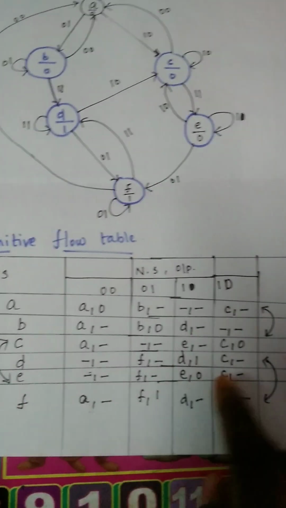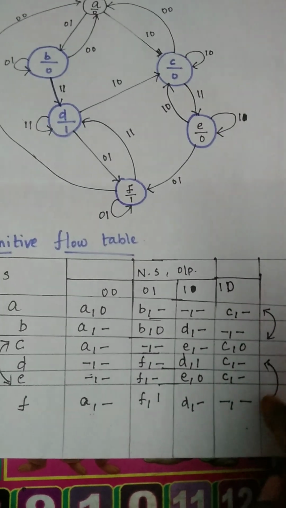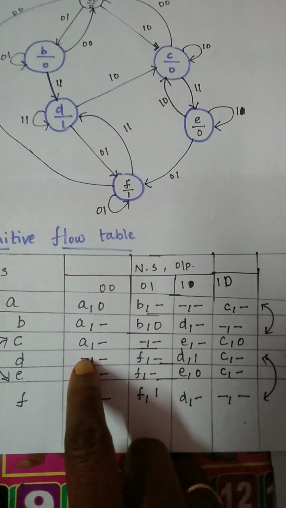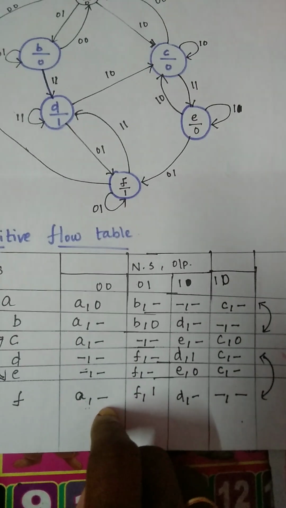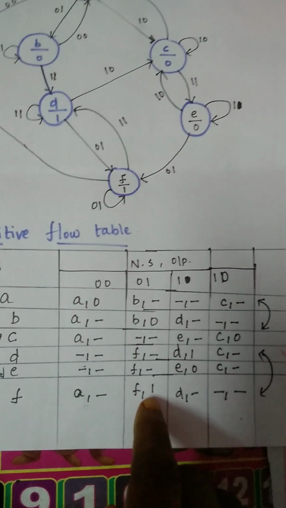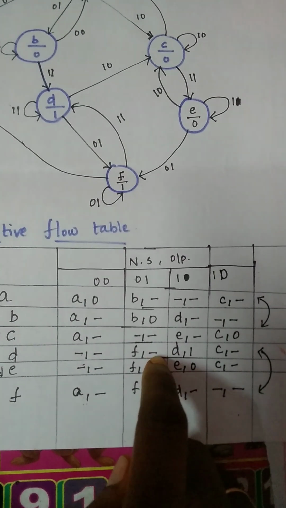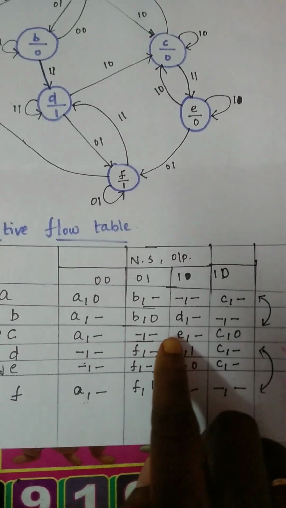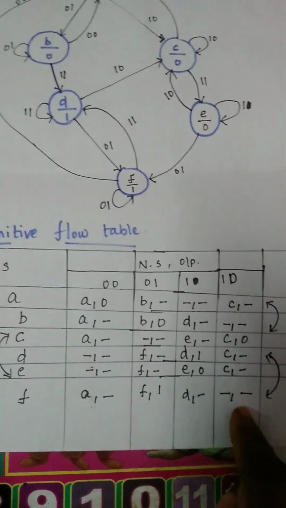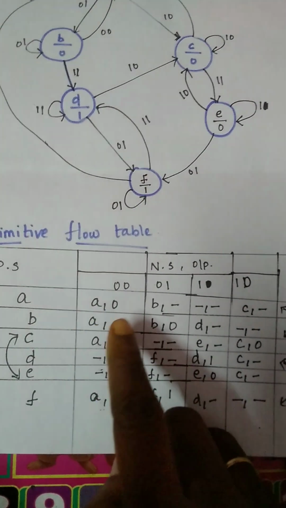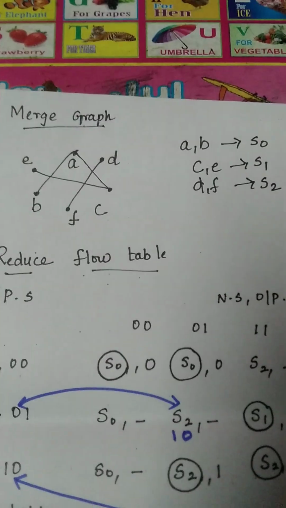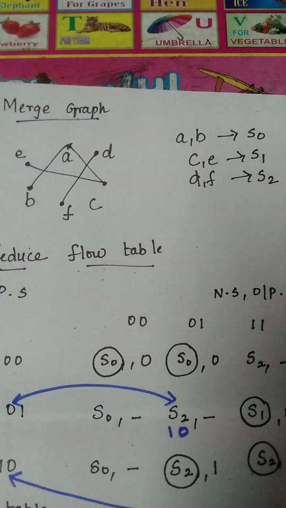And you can combine D and F. Here is A, don't care. Don't care means you can consider this as A. Here also don't care. Here also don't care. Here is F. Here is F. 1. Here you can consider as a don't care condition. Here is D. Here is also D. 1. Don't care. C. Don't care. And don't care. So you have combined A and B, C and E, D and F.